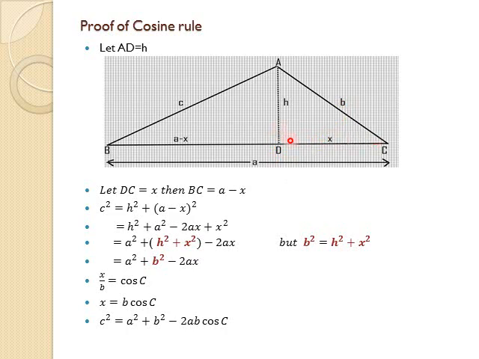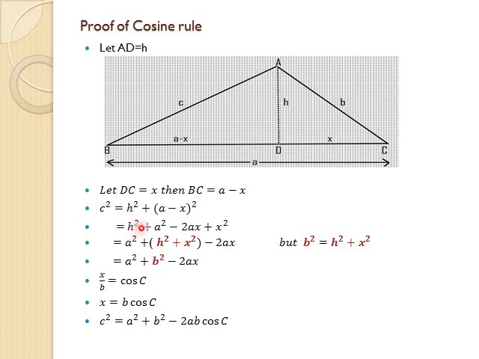Then I'm going to make DC there equal x. Take note that's a right angle triangle. Then BD there would be a minus x. Right? So c squared, using the theorem of Pythagoras, c squared here equals h squared plus (a minus x) squared. That's according to the theorem of Pythagoras.